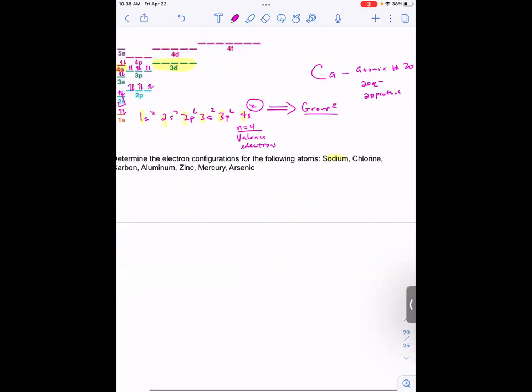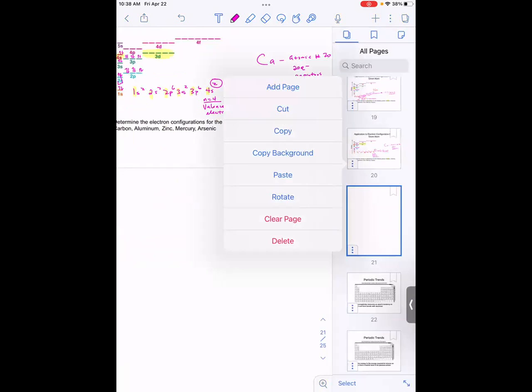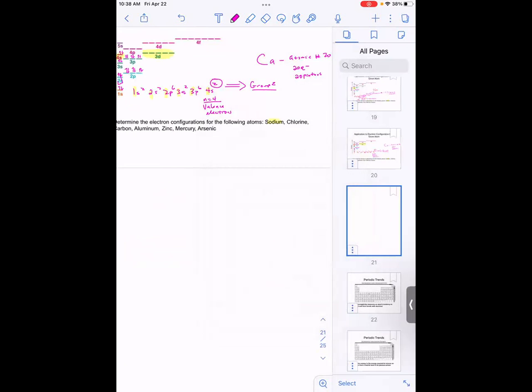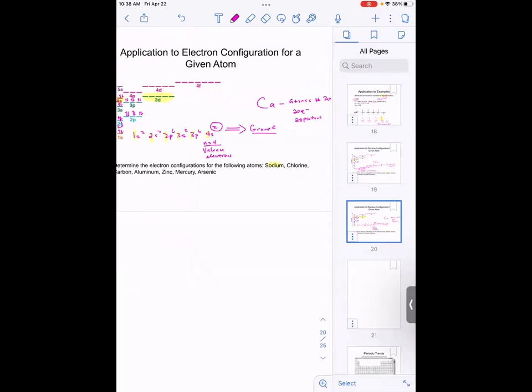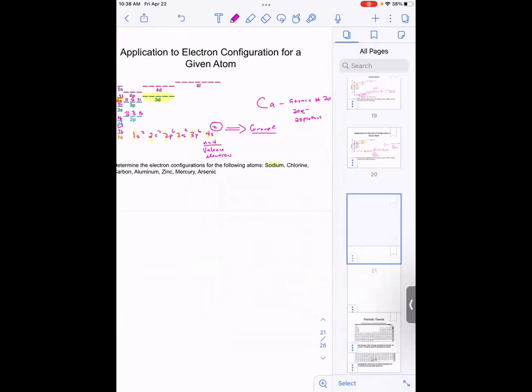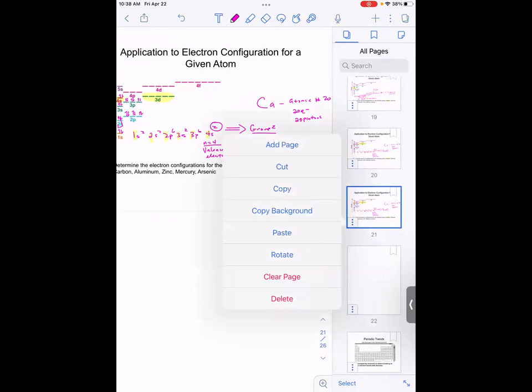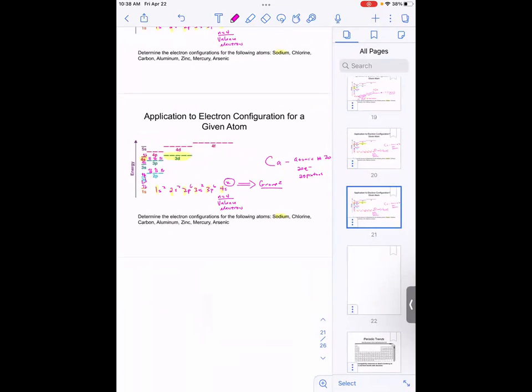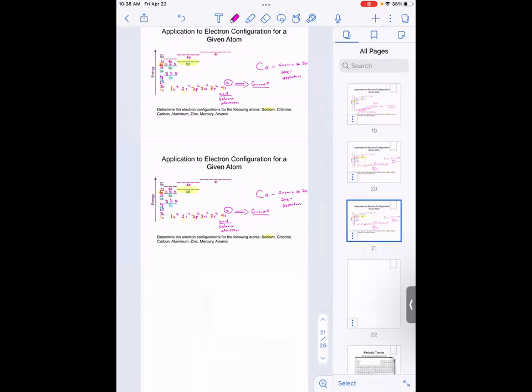All right, let's do, let me see. The same thing I did. Copy. That's not what I said to do. All right. Let me erase this, and then we're gonna do chlorine.